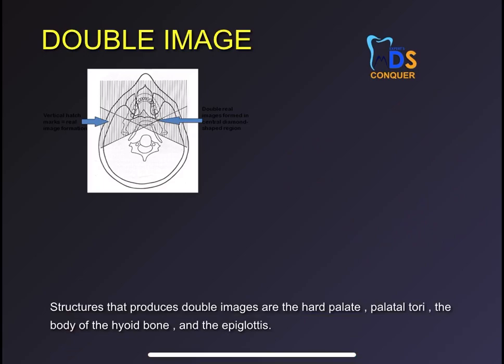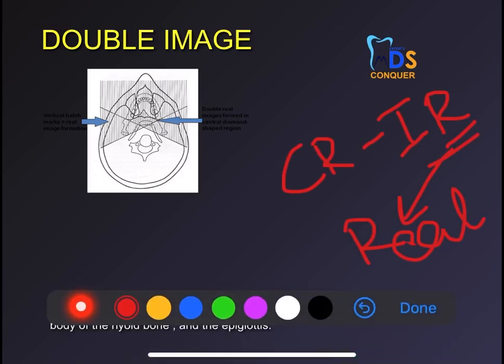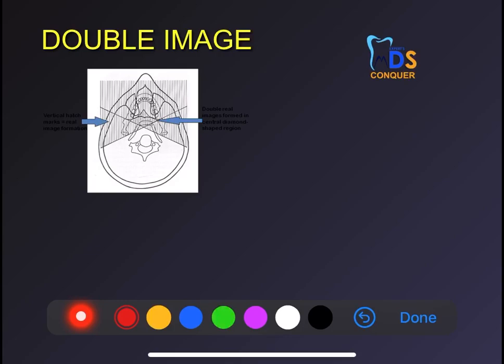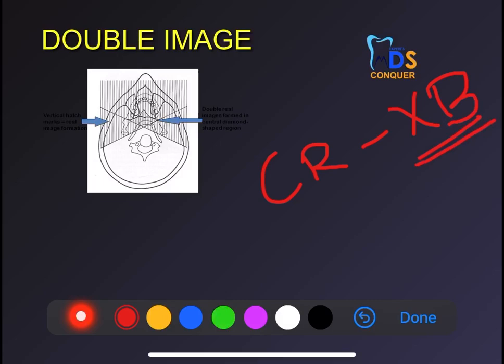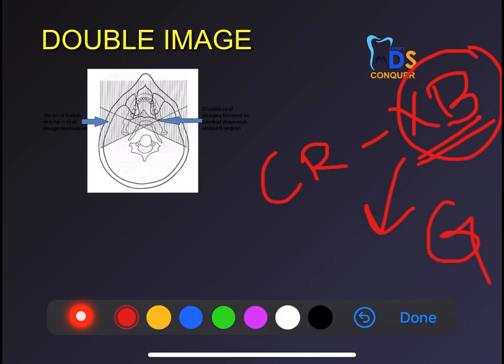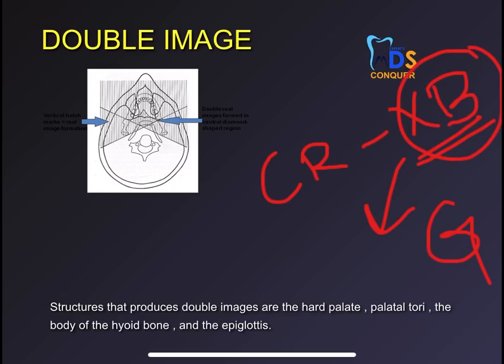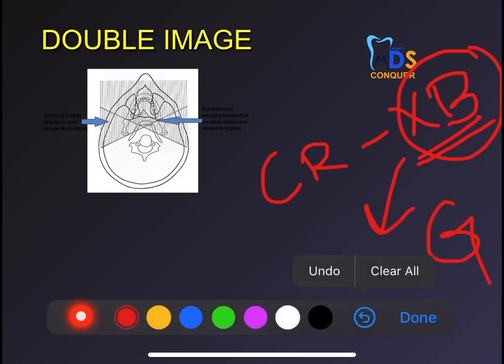Okay, next, those structures which fall between the center of rotation and the X-ray beam, those are the ghost images. So they are enlarged and everything, so they appear to be like a ghost image. And those structures which fall between the center of rotation and the image receptor are the real images. Okay. And as I said, there is one more thing that is called a double image.